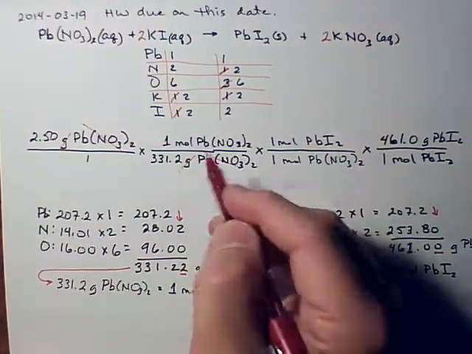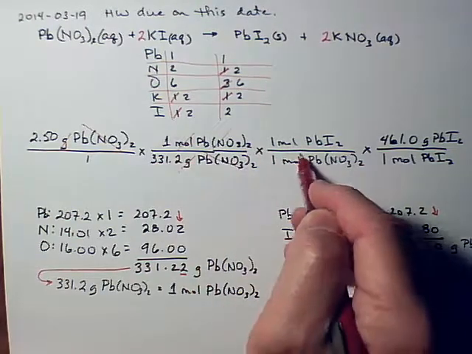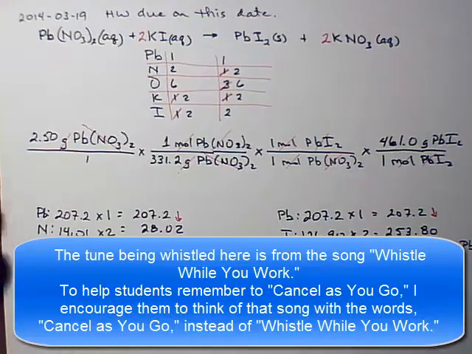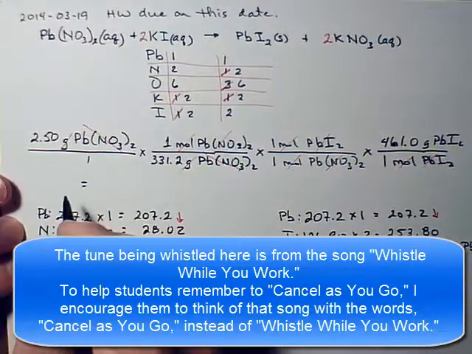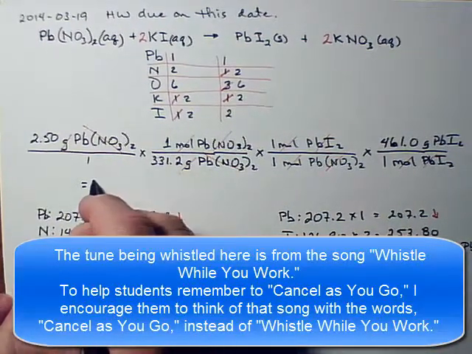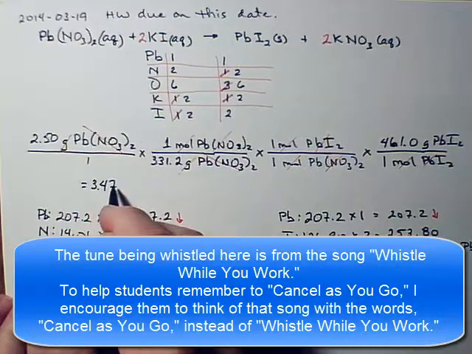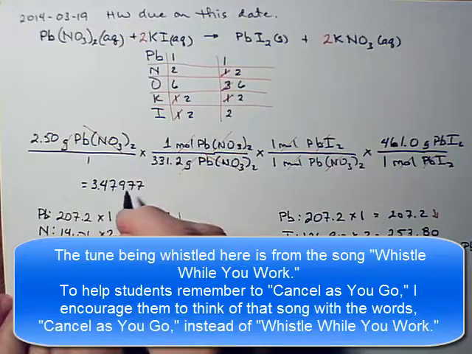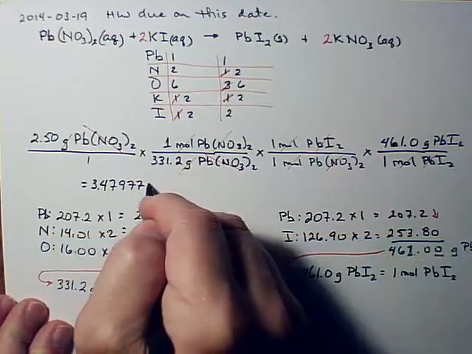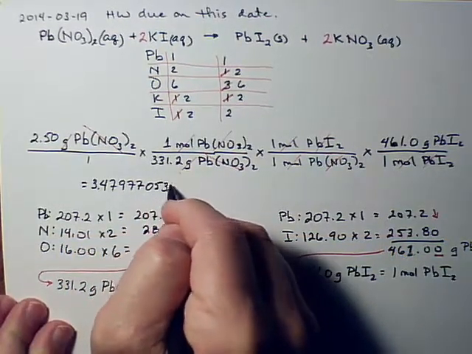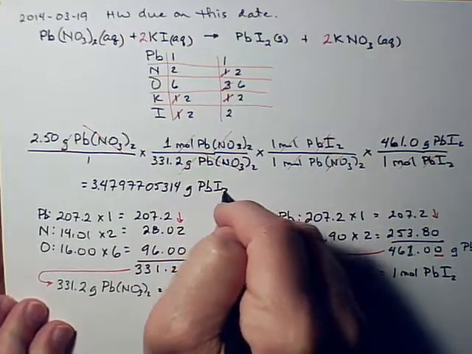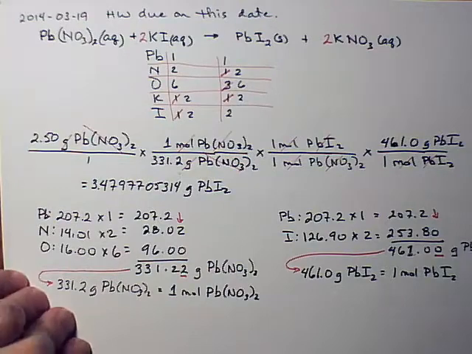Canceling as I go. I forgot to do that last time. And 3.47977, 05314 grams of lead iodide. And we're going to round off.